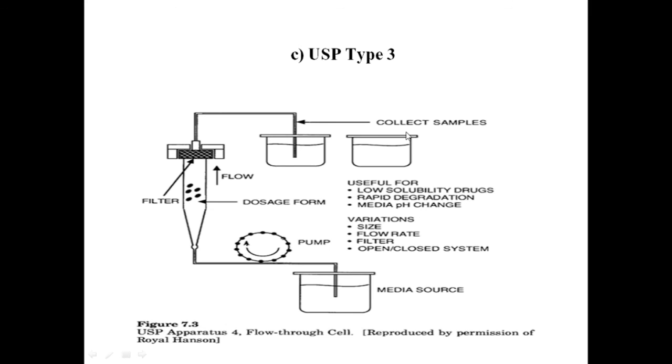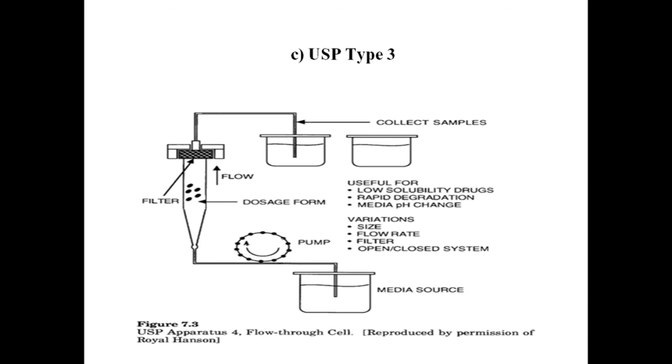This is the collect samples, flow, dosage form, filter, pump and media source. Useful for low solubility drugs, rapid degradation, media pH change. Variations: size, flow rate, filter, open or closed system. USP apparatus 4, flow through cell, reproduced by permission of Royal Hanson. Next, USP type 4.